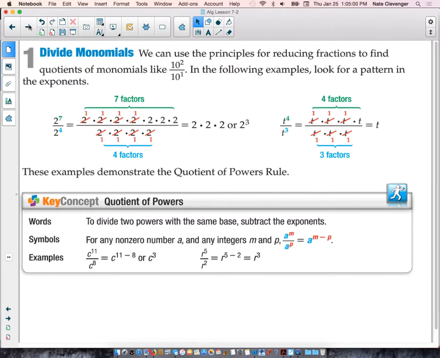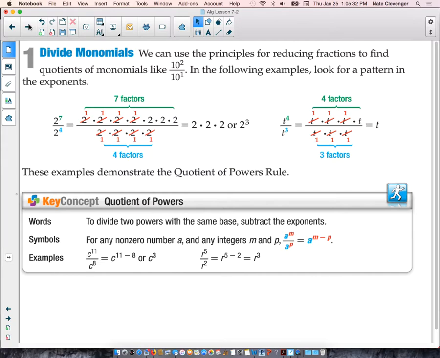Yeah. Okay, they set this up and showed the division of monomials like they do the multiplication, where they take the 2 to the 7th and write them all out over 2 to the 4th. And then we reduce down. Well, that ends up being 2 to the 3rd. It's just a lot easier just to subtract your bottom from your top. Okay. Same here, t to the 4th over t to the 3rd. Subtract the 3 from the 4 would be t to the 1st. And that's the quotient of powers rule.